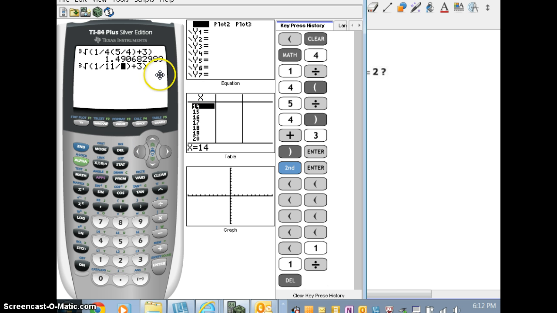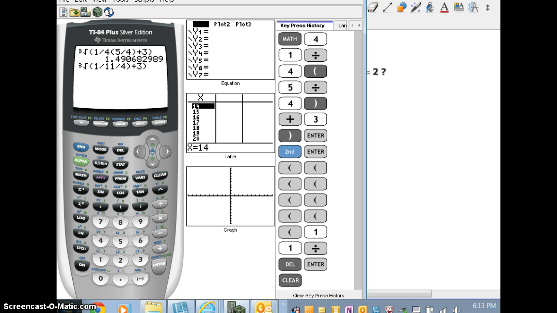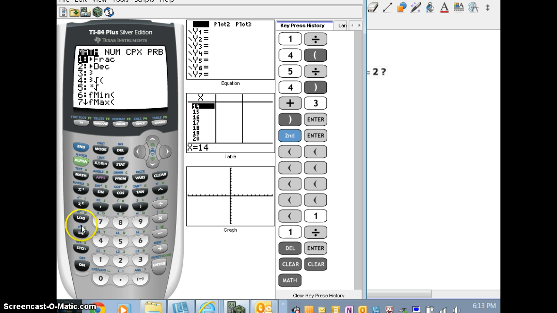Okay. And we're going to hit enter, and again we're hoping to get 2. Let's see what we get. Whoops, I made a mistake. Let's see what I did. Sorry about that. Oh, I deleted too much, so lesson learned right there. You want to be careful when you're typing it in, okay? So let's do it one more time. I'm going to clear that out of the way. But we're going to do math, 4, and then we have 1 over 4.